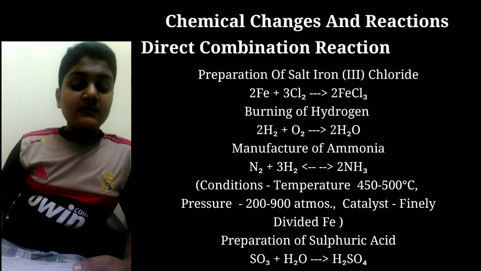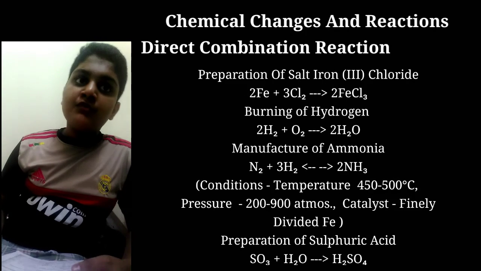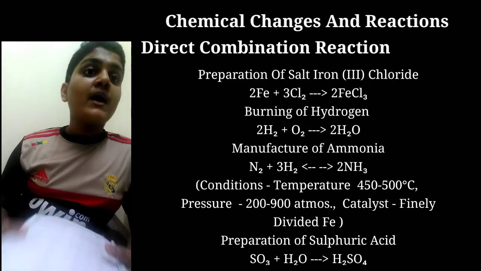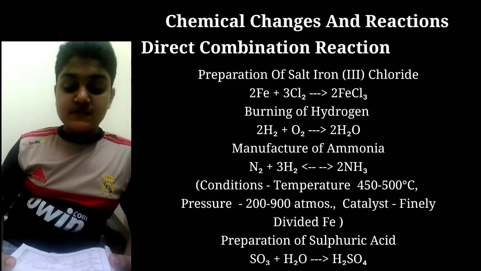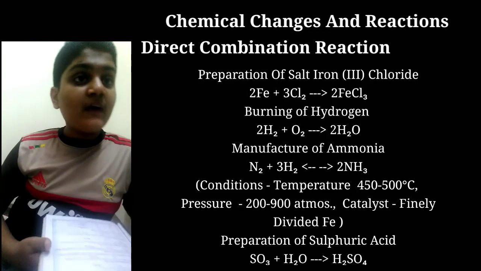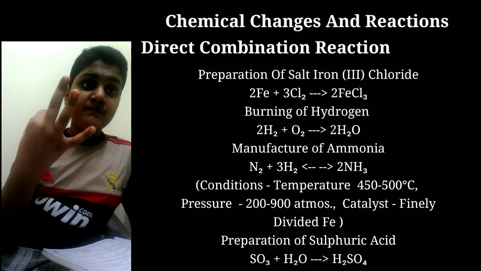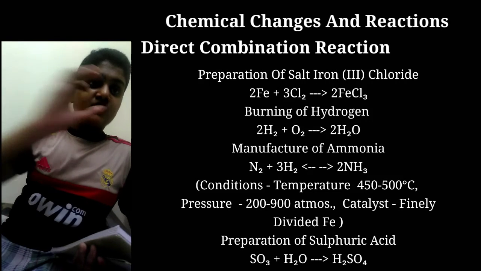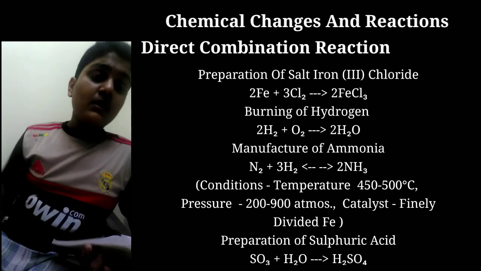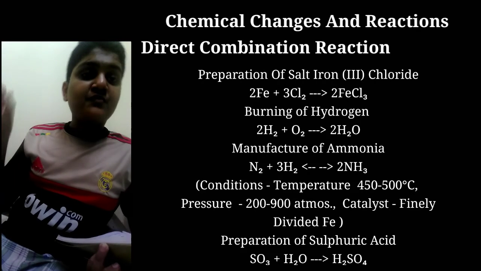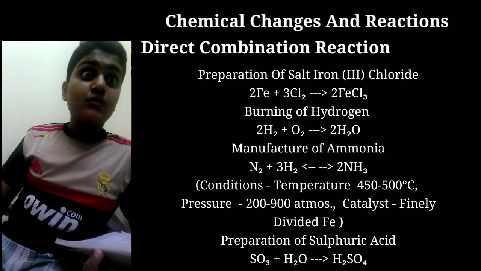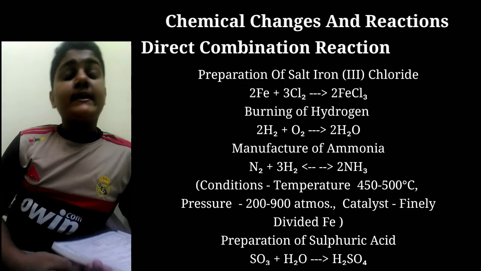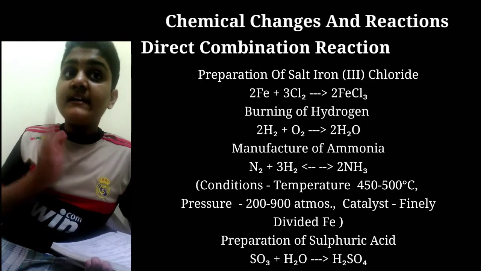HABER. There are conditions: temperature must be 450 to 500 degrees Celsius, the pressure must be 200 to 900 atmospheres, and the catalyst is finely divided iron. Three conditions. If somebody asks how you will manufacture ammonia, you must write the equation N2 plus 3H2 gives 2NH3, reversible also. The temperature must be between 450 to 500 degrees Celsius, pressure 200 to 900 atmospheres, and the catalyst finely divided iron.